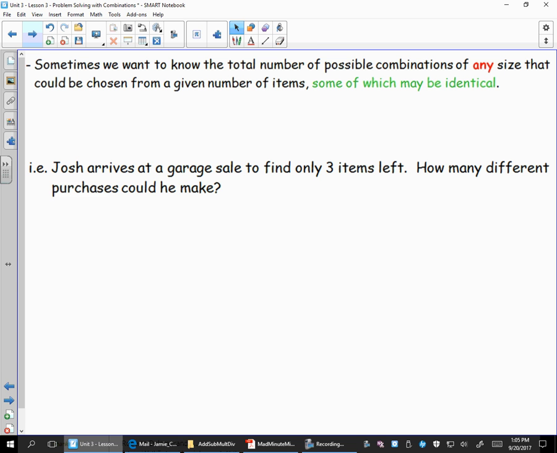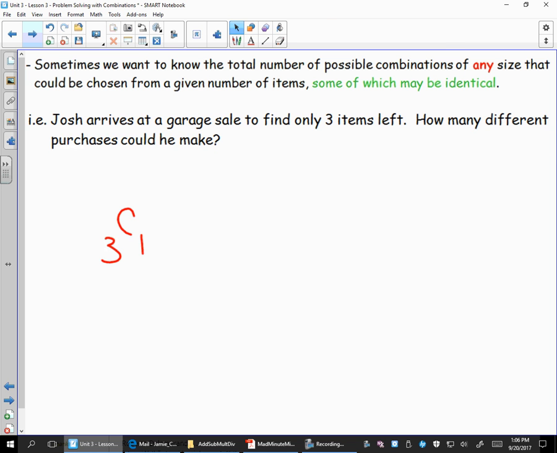We can do this by looking at an example. We have Josh. He arrived at a garage sale to find only 3 items left. How many different purchases could he make? So he could walk over and pick up the first item. Hey, I want to buy that one. So I'm going to buy 1 item. He's got 3 of them to choose from. He picks 1 item. Now let's write this down this way. 1 item.